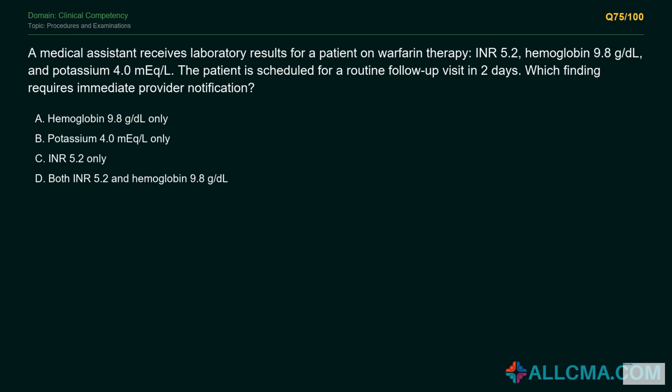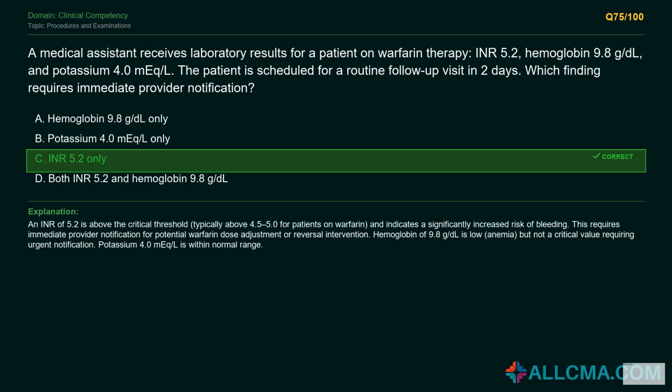The correct answer is C. An INR of 5.2 is above the critical threshold, typically above 4.5 to 5.0 for patients on warfarin, and indicates a significantly increased risk of bleeding. This requires immediate provider notification for potential warfarin dose adjustment or reversal intervention. Hemoglobin of 9.8 g/dL is low, indicating anemia, but not a critical value requiring urgent notification. Potassium 4.0 mEq/L is within normal range.